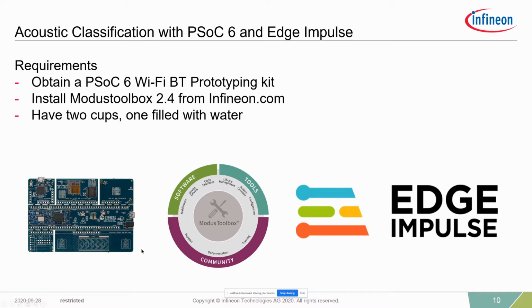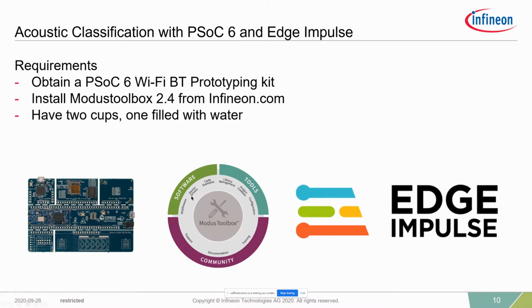So there will be some minor changes to the code that we'll make to get this to run, but we just really wanted to make it available. And this is one of our cheapest kits. Second is install Modus Toolbox from Infineon.com. This is a prerequisite. You can go ahead and do it now if you haven't, but this might take a few minutes. And then have 2 cups, one filled with water, as it is a water pouring classification.